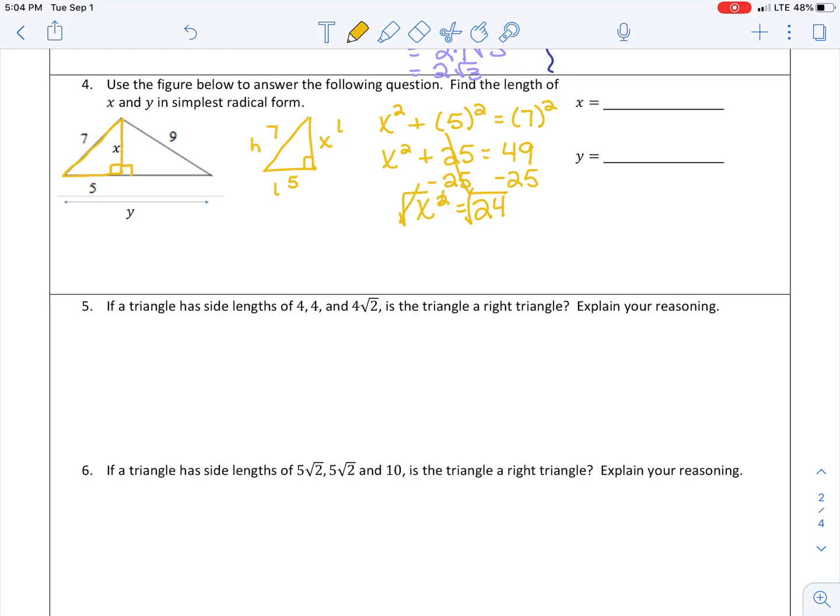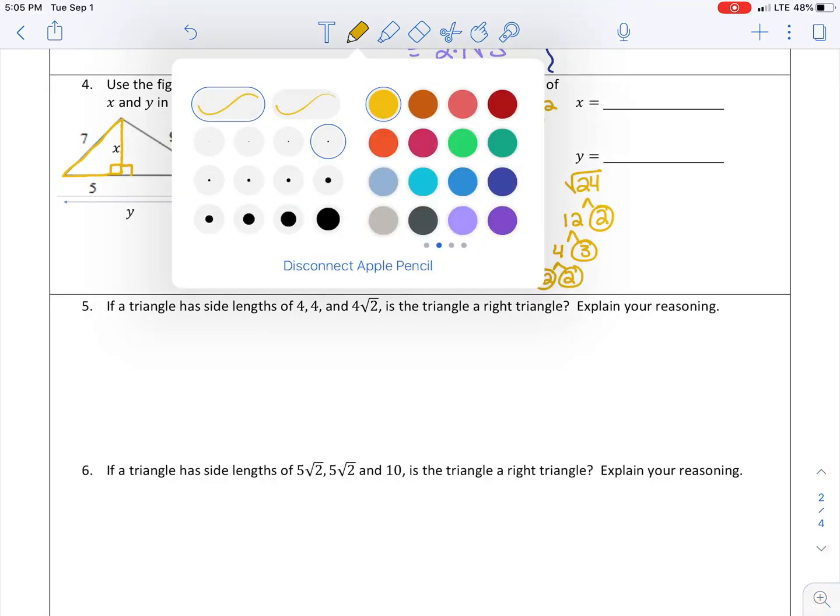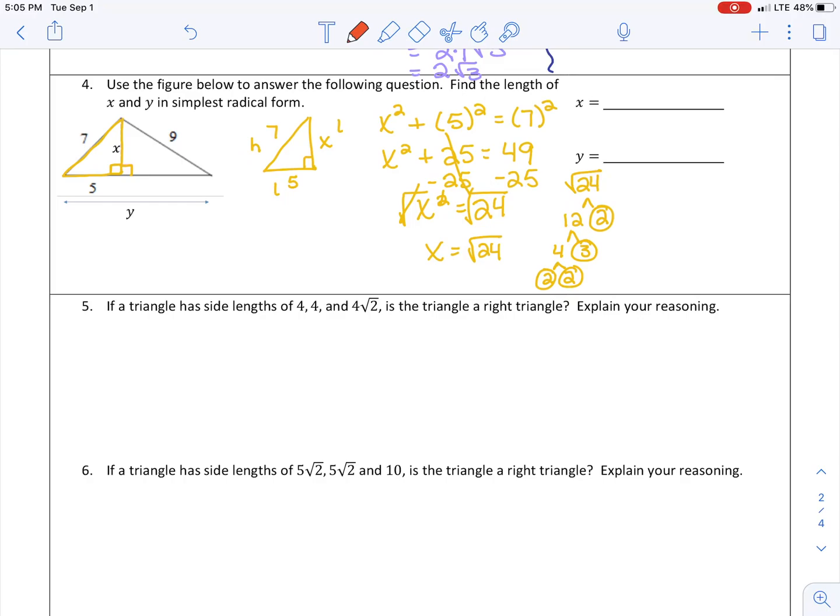Now we want to go ahead and take the square root to get rid of that square. And whenever we do that, we end up with x equals the square root of 24. And that is not simplified. So I'm going to go ahead and break down this root of 24 over here. We can say 12 times 2. 2 is prime. 12 can break down to 4 and 3. 3 is prime. And 4 breaks down to 2 and 2. And that means that all of those are prime. So we need to look for our pairs now. So we have a pair of 2's here, and then we have a loner 3 and a loner 2.